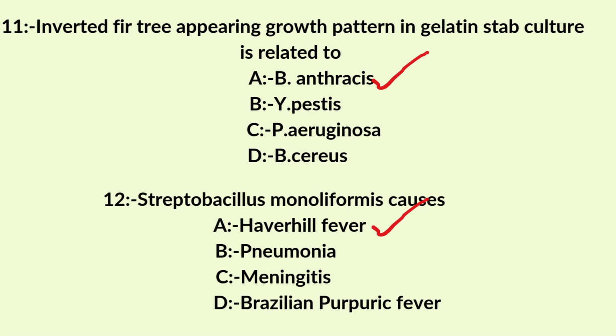Next question, Streptobacillus moniliformis causes, options: Haverhill fever, pneumonia, meningitis, Brazilian purpuric fever. Answer is option A, Haverhill fever. Haverhill fever is also known as rat bite fever, which is transmitted either by rat bite or ingestion of contaminated products.